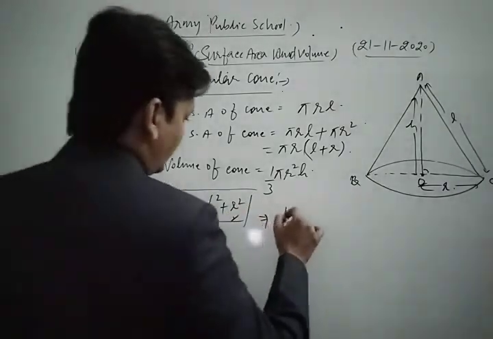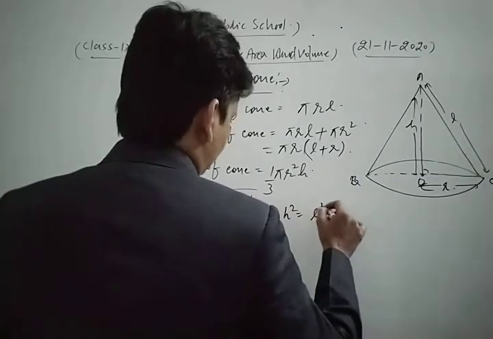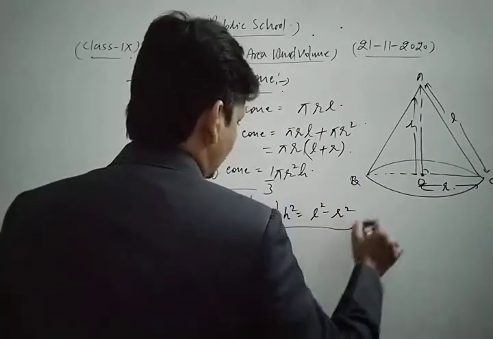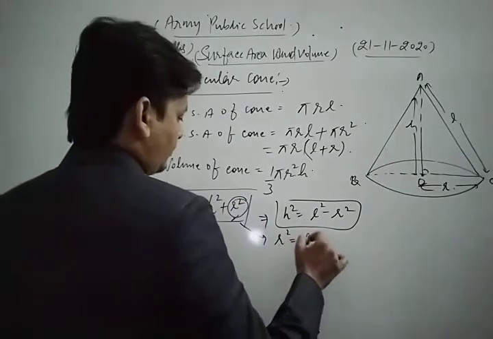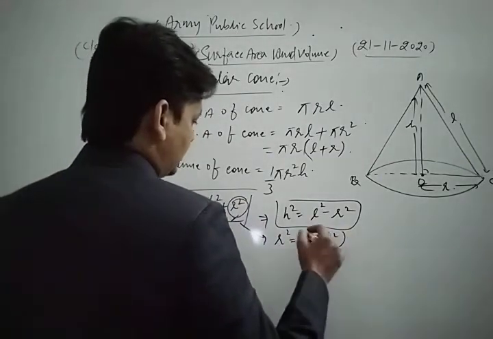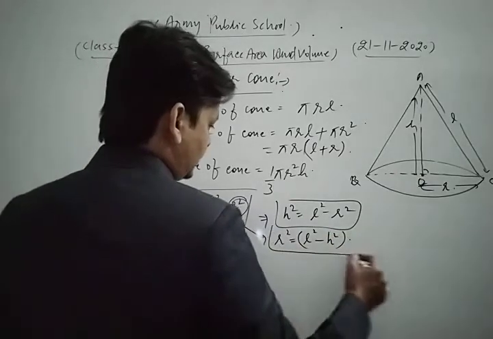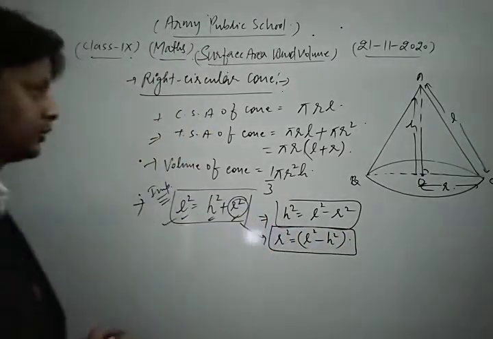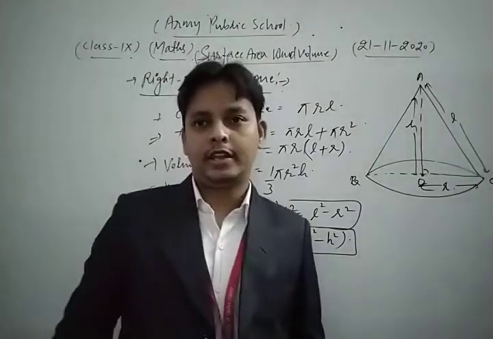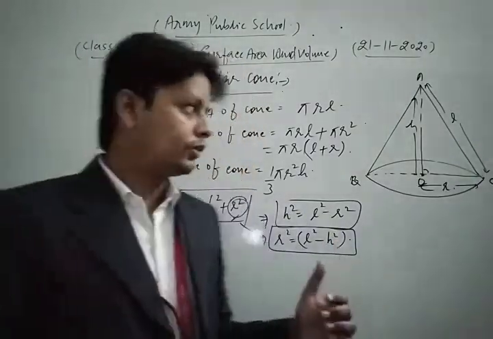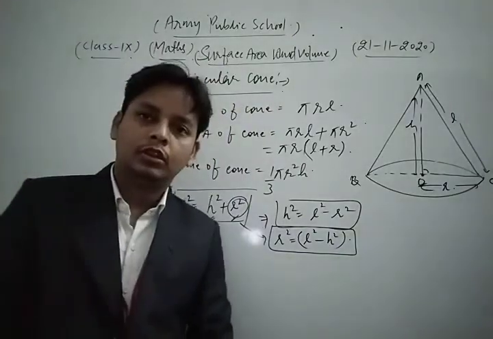So from there the value of h square is equal to l square minus r square, as well as the value of r square from there is l square minus h square. So these are the very important concepts related to the cone. Okay, now we are going to discuss some important concepts related to a sphere.